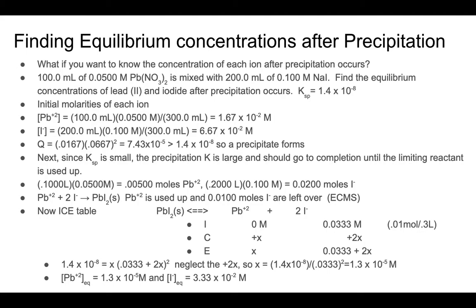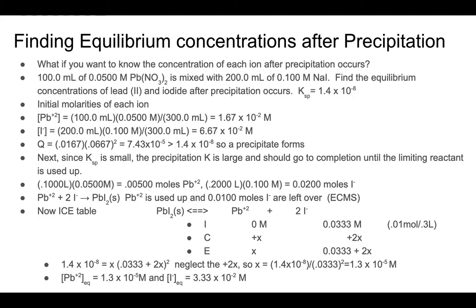Now we can plug those numbers into the KSP. KSP is 1.4 times 10 minus 8, so that equals X times 0.0333 plus 2X quantity squared. Here's where the shortcut comes in. K is small, so 2X is going to be small compared to 0.033. We neglect it. So now we see that solving for X is just a matter of dividing 1.4 times 10 minus 8, KSP, by 0.0333 squared, and we get 1.3 times 10 minus 6 molar.